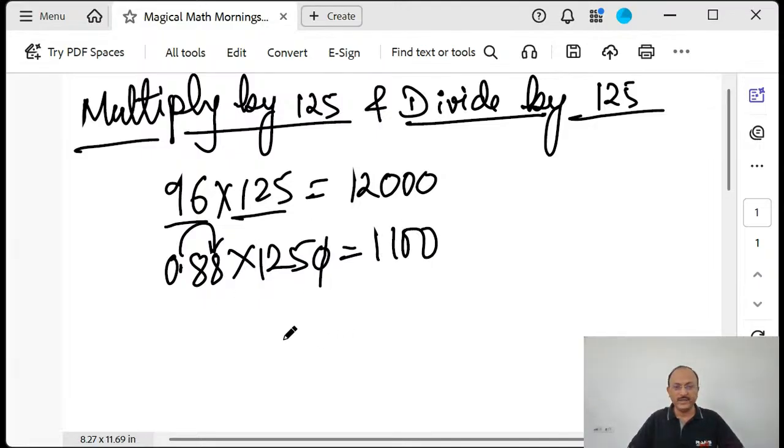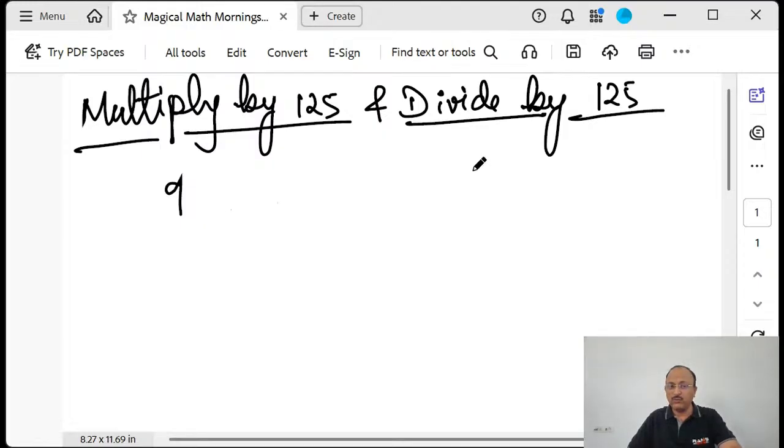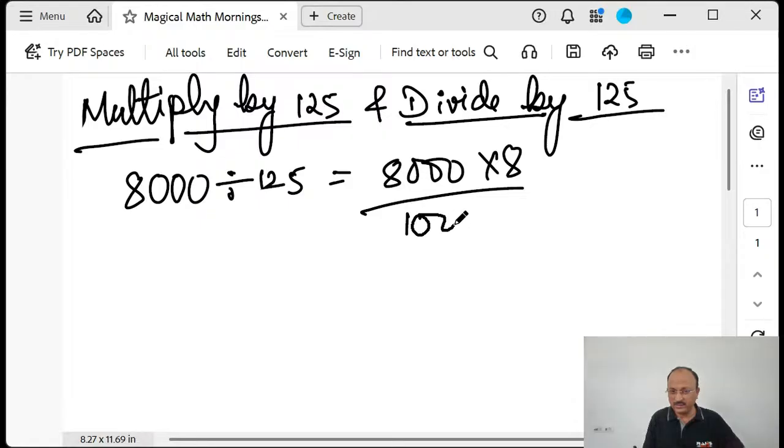Very good. Now, if you want to divide anything by 125, the second part, what should we do? We'll just do the reverse. We'll multiply by 8 and divide by 1000. Suppose we want to divide, an easy number I will take, 8000 divided by 125. So when you divide by 125, what do we do? 8000 will be multiplied by 8 and divided by 1000.